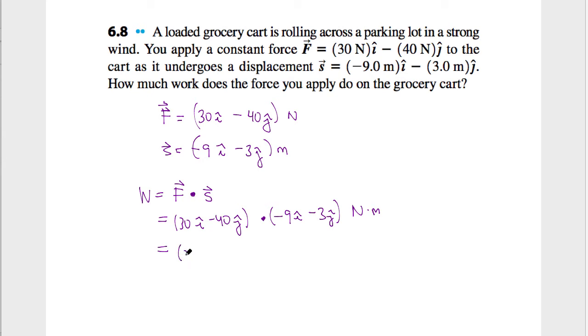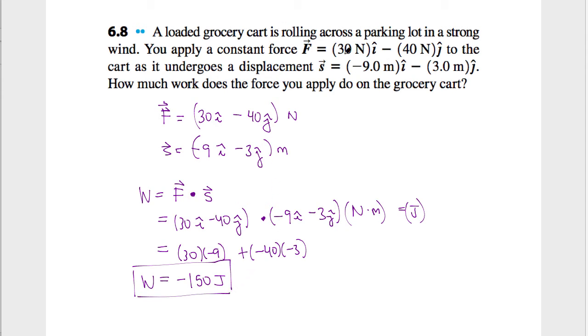So that will turn out to be 30 times negative 9 plus negative 40 times negative 3. So the work done here will be negative 150, and newtons times meters is equal to a joule. So the work done is negative 150 joules. So if someone asks you what is this force actually doing, it appears to be slowing down a grocery cart.